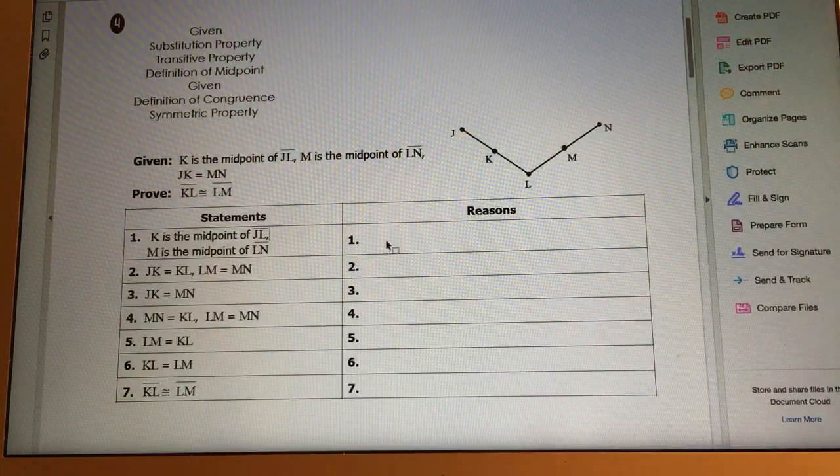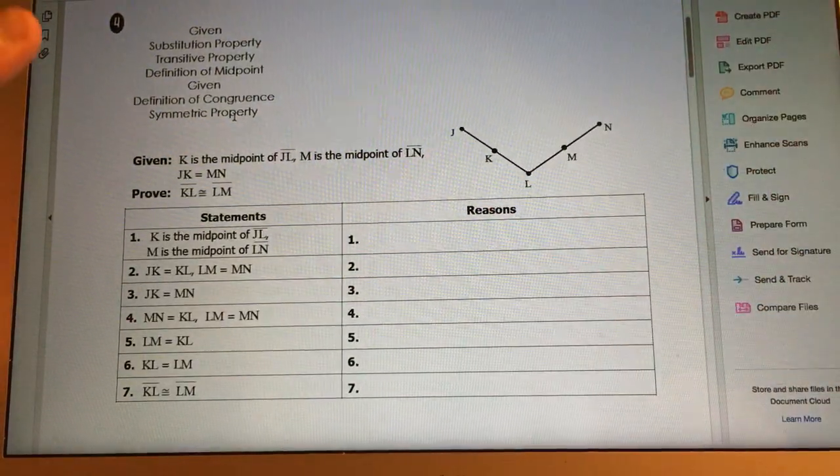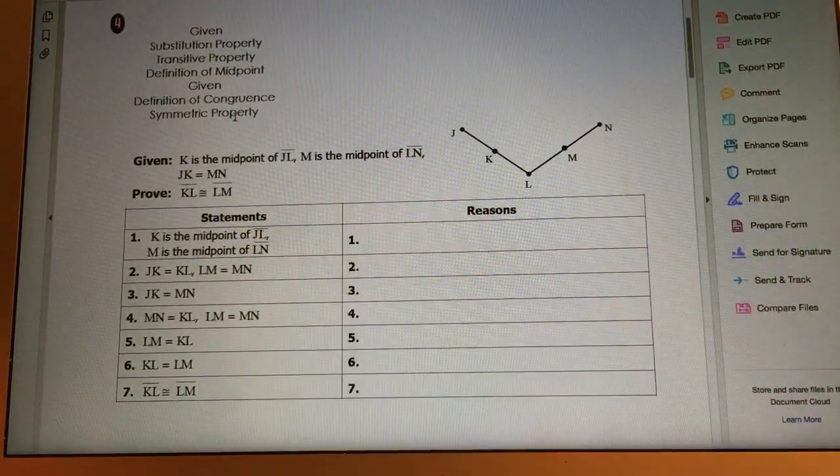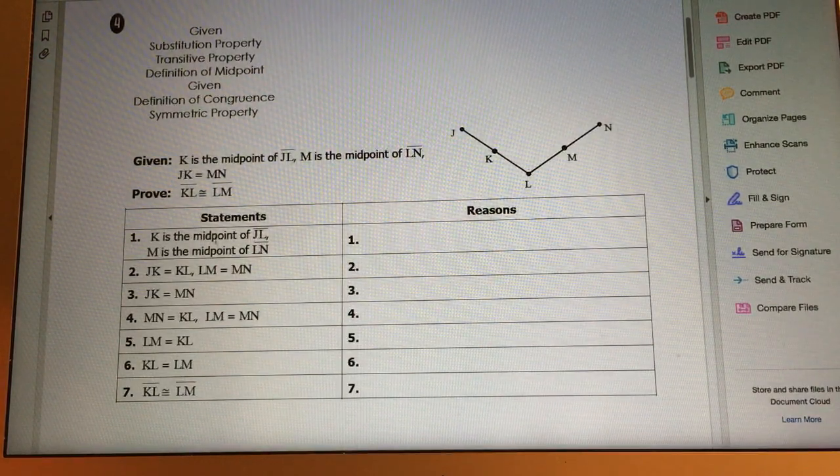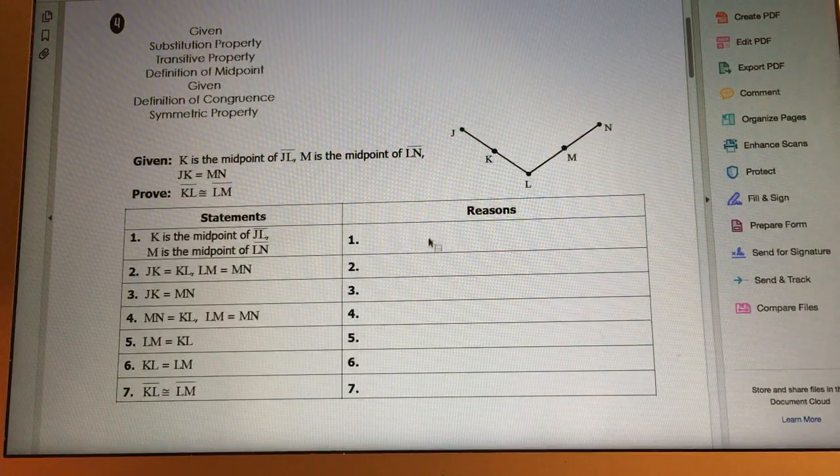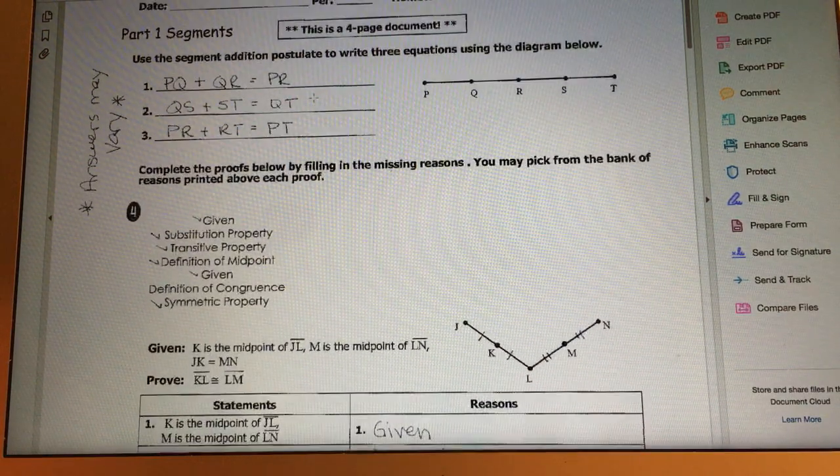What allowed us to say that? What was the reason? And remember, we use one of these reasons up here. Well, notice that these two statements came from the givens right here. So the reason here is given, so given for the first reason.